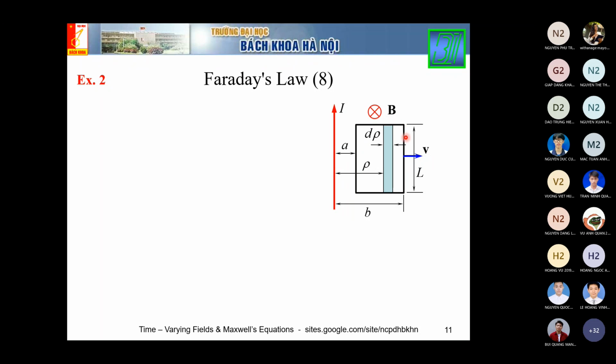We have a rectangular frame and the current. The frame and the current here are on the same surface, which is your screen. The frame here is moving far away with the speed of v. Because there is a relative motion between the frame and the wire, there must be an induced voltage, I mean an EMF. And now we have to find that EMF.